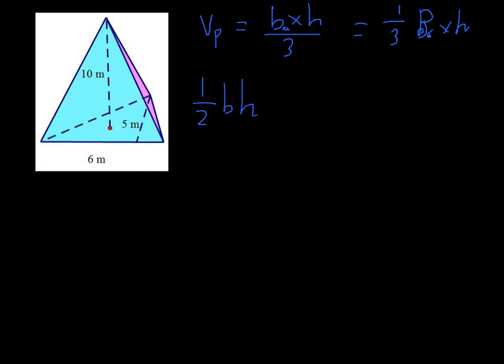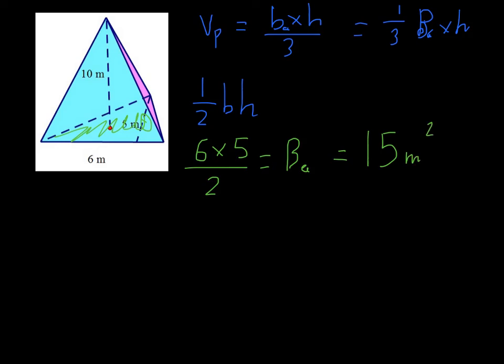So first of all, what I want to do is work out the base area of the triangle. You can see that we have 6 times 5 all divided by 2 will give us the base area. So 6 times 5 is 30, divided by 2 is 15. So 15 meters squared is the base area.